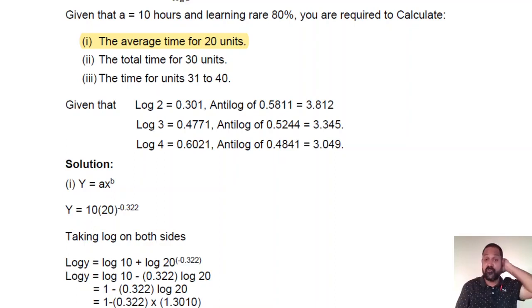Why? Because you asked for 20 units. I don't know how to calculate for 20 units. I know 1, I know 2, I know 4, I know 8, I know 16, I know 32 and so on. 20 units I don't know. Next question. Total time for 30 units. No idea. 30 I can't do. 32 I can do. 30 I can't do. Next question. Total time for 31 to 40 units.